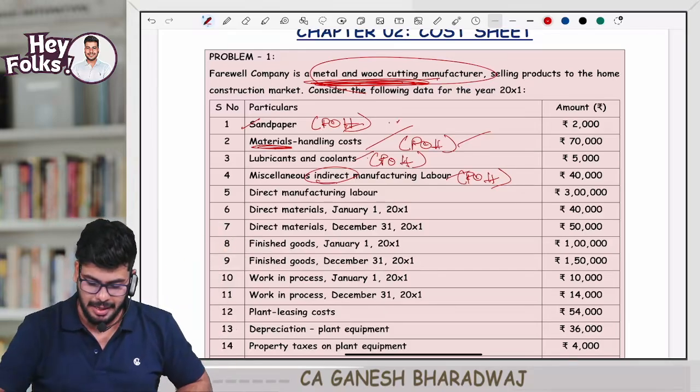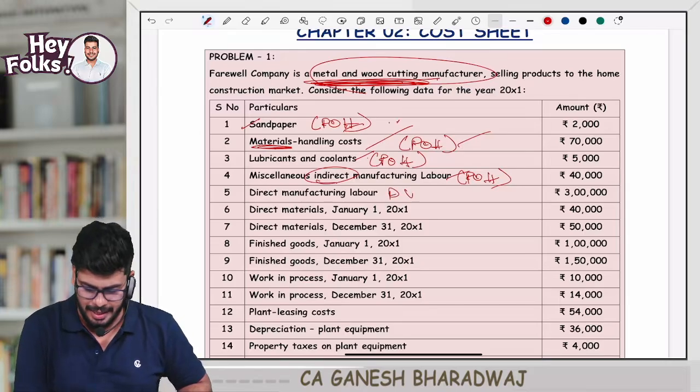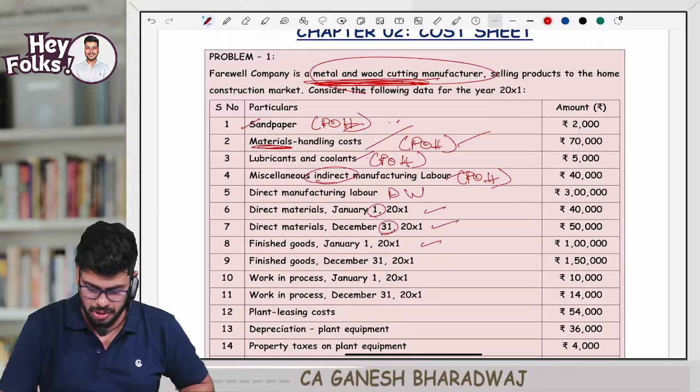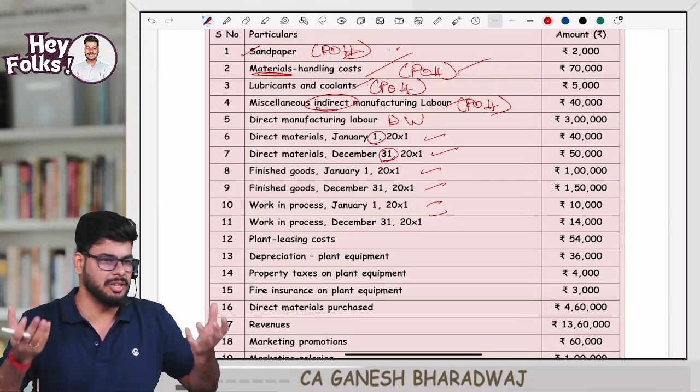Here they have given indirect labor. Then, direct manufacturing labor, a separate line item, direct wages. Now, material as at the beginning and as at the end. So, this is opening stock, closing stock. These are all separate line items on the face of the cost sheet. Opening and closing stocks are all separate line items.